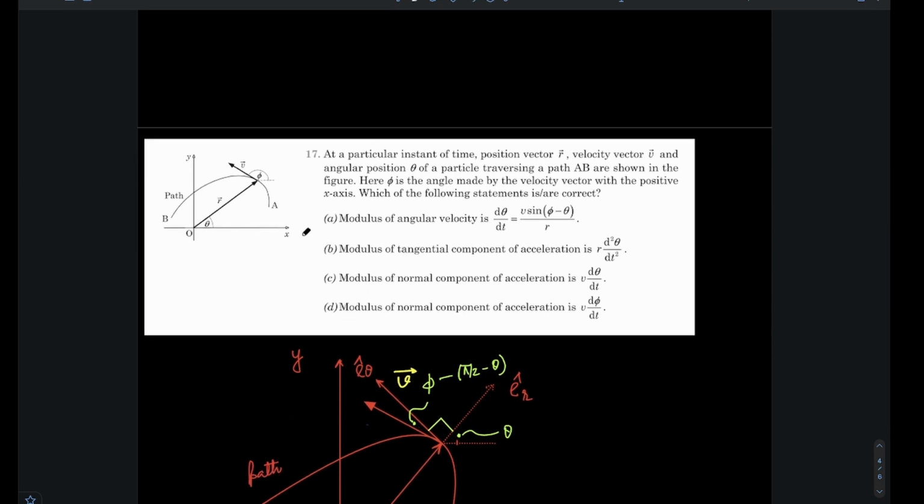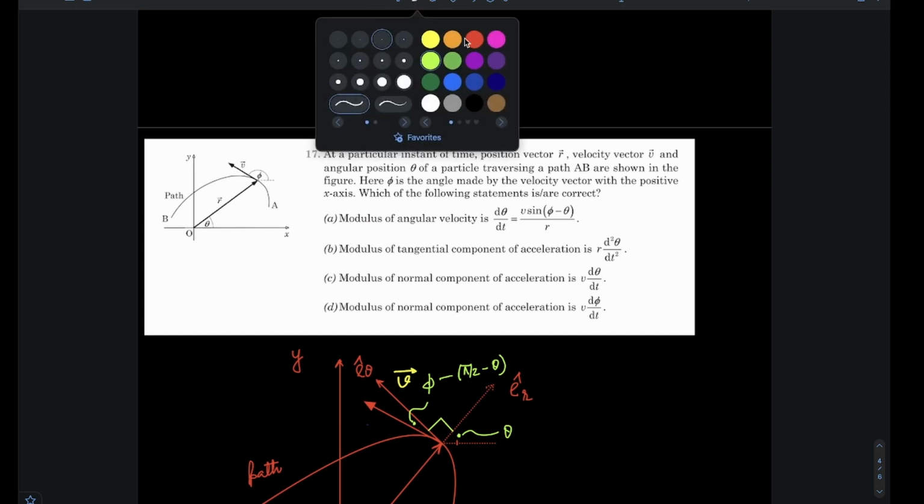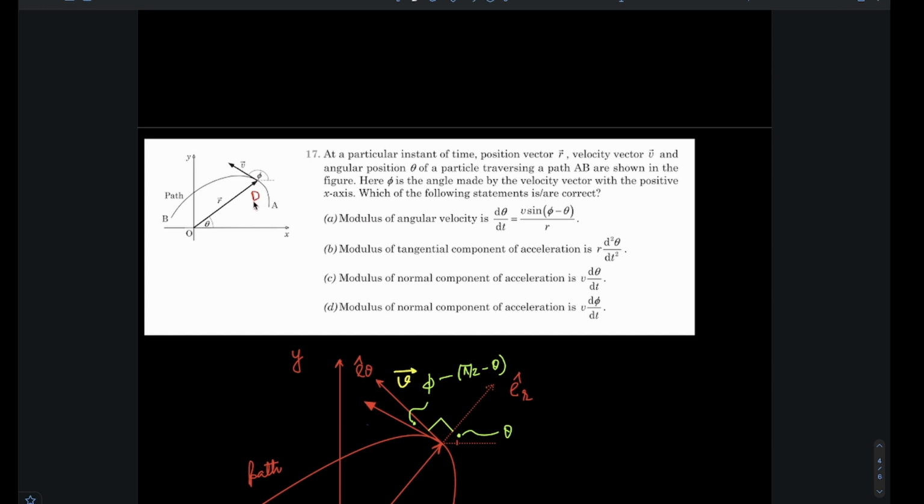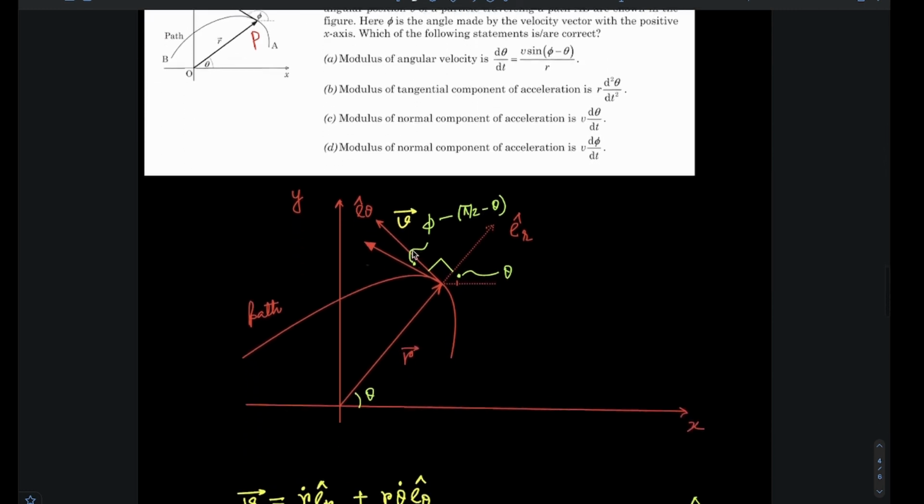The problem has a figure given, a curve is given, and point P is here. Let me use a red pen to make it brighter. The position vector r bar, velocity vector v bar, and angular position theta of a particle traversing a path AB are shown in the figure. Here phi is the angle made by the velocity vector with the positive x-axis. Which of the following statements is correct? So this is the diagram.